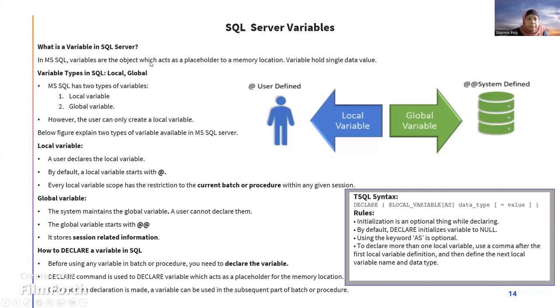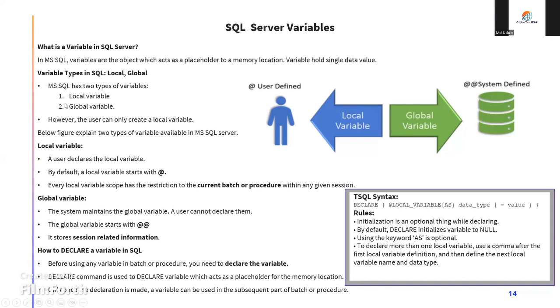Okay, quickly. So what are SQL Server variables? SQL Server variables are objects that act as a placeholder to a memory location, and these variables hold single data values. Variables are nothing but something that holds memory. It's also an object in memory, and it takes up space.